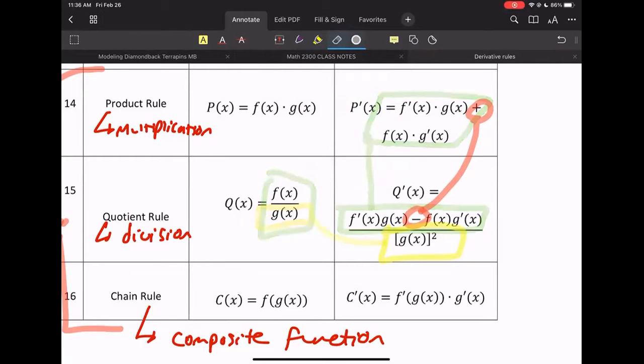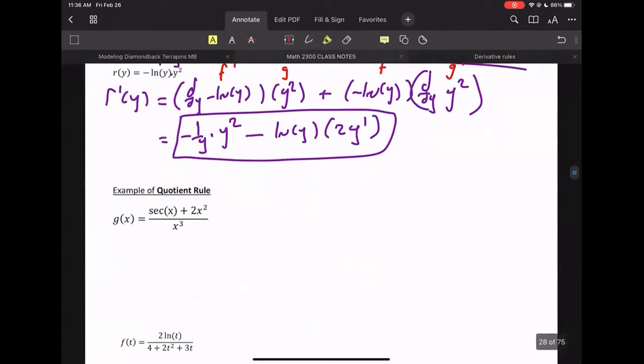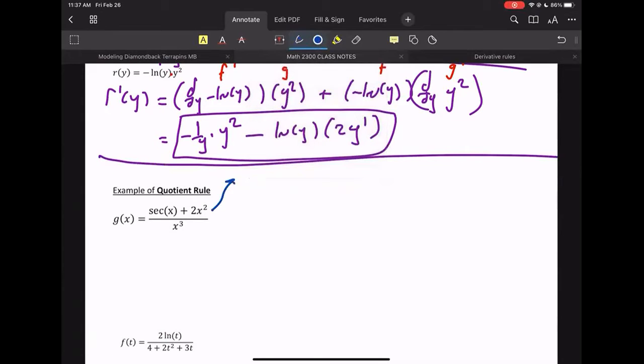So anyway, let's just keep that in mind. So keep that out. I'll maybe flip back over there, but let's look at this one. And we want to use the quotient rule. So here, we're going to use the quotient rule.